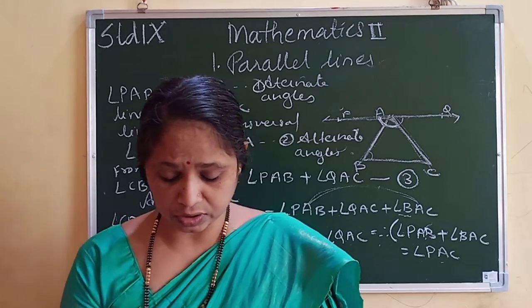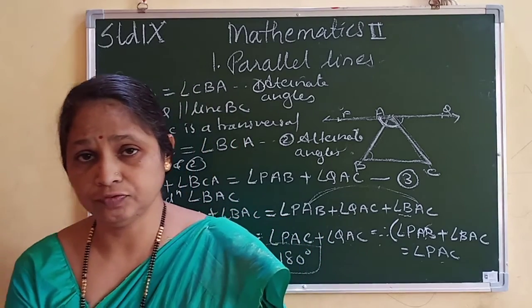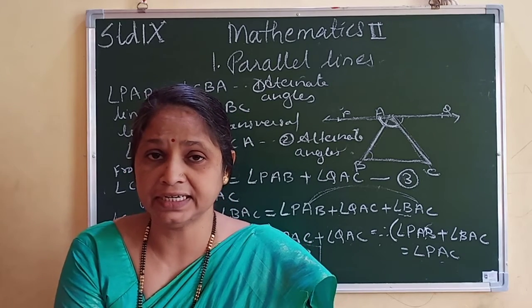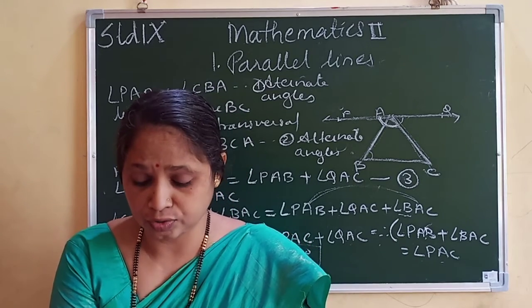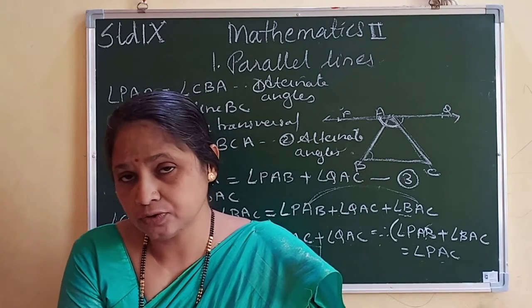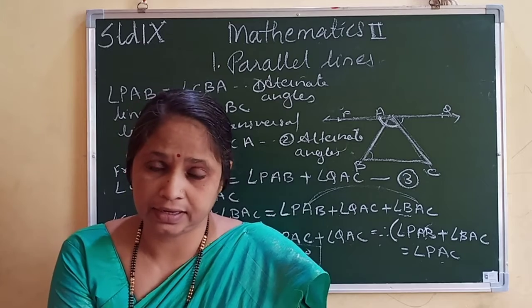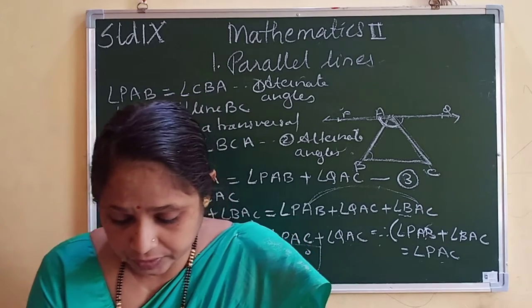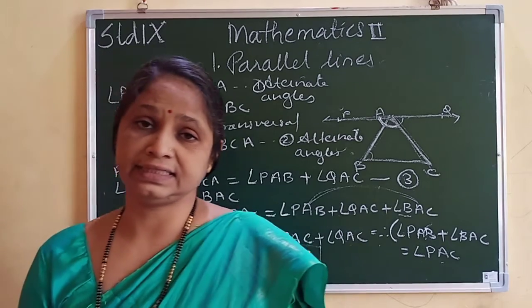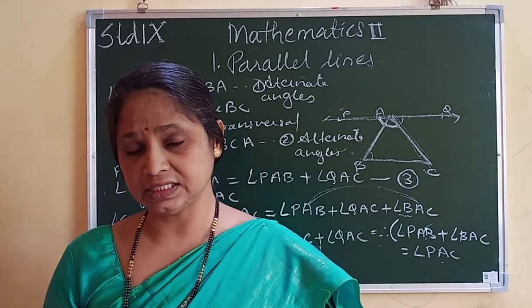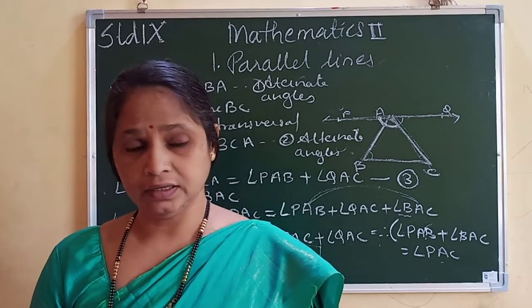Now this we have to prove as a theorem. Then the second one is what? If one pair of alternate angles are congruent, then the lines are parallel. In the same way, if the corresponding pairs of angles are congruent, then the lines are parallel. These three tests for parallel lines, we have to prove by theorem.